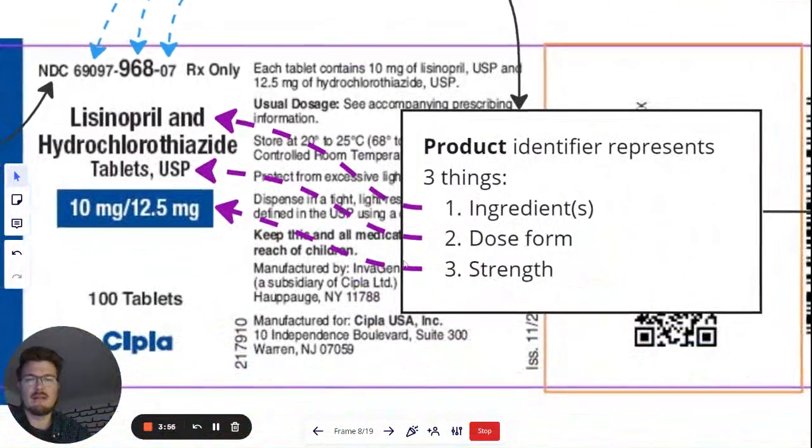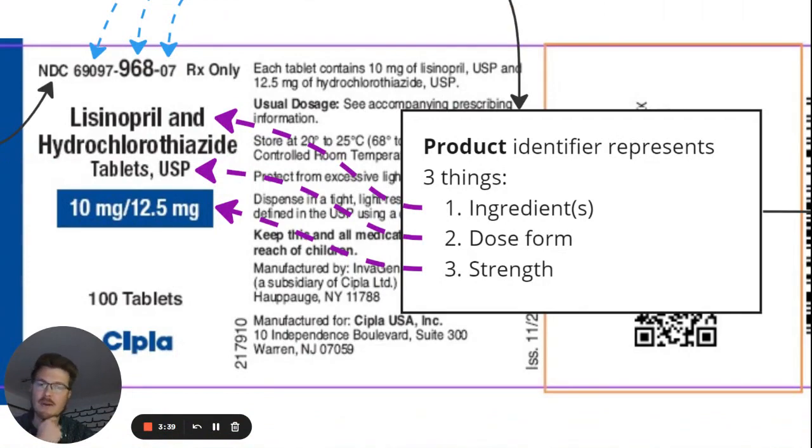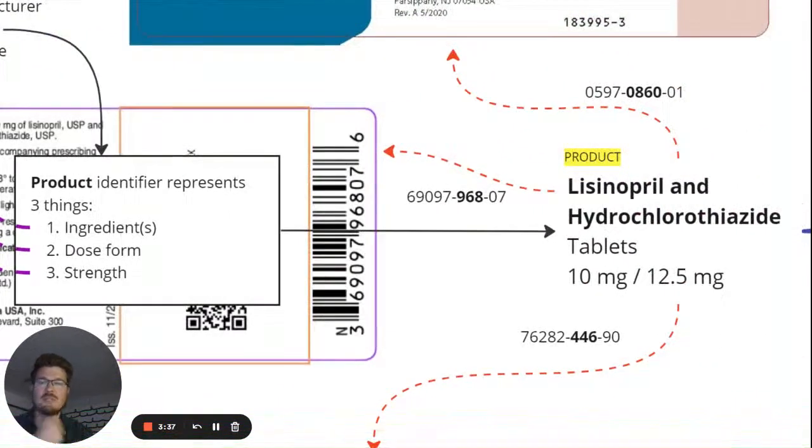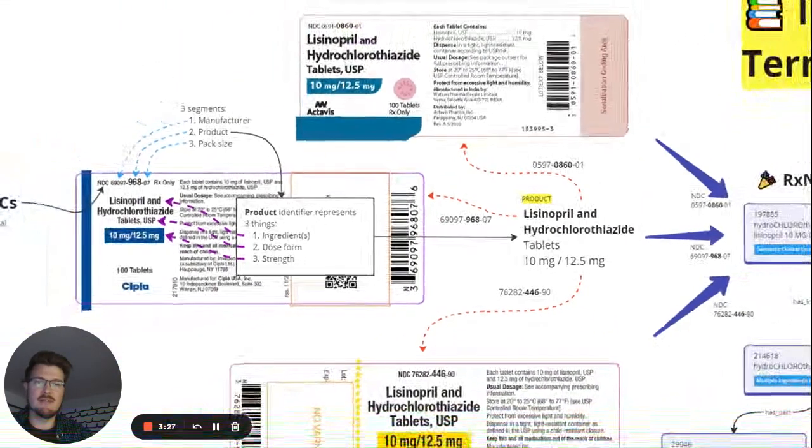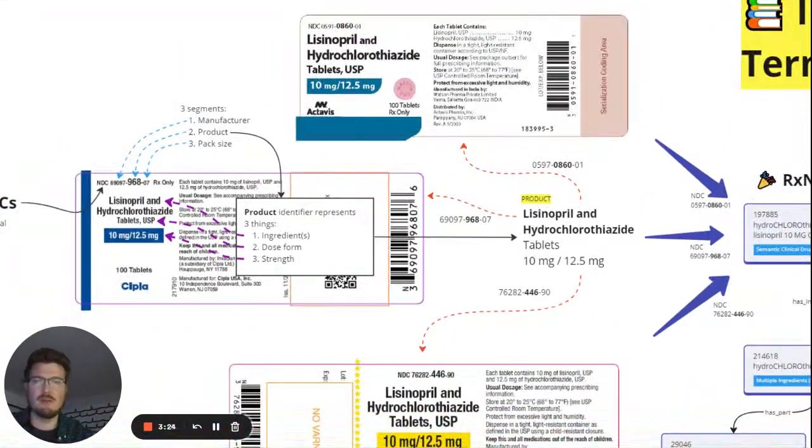So taking the product segment into consideration first, the product segment, the middle one, represents 3 things: ingredients, so in this case, lisinopril and hydrochlorothiazide, dose form, tablets, and then strength. So that would be 10 milligram over 12.5 milligram. Making this more general, we can see that this product, lisinopril hydrochlorothiazide tablets, 10 milligram, 12.5 milligram, represents more than just an NDC. It represents these 3 different products from 3 different manufacturers with different pack sizes in some situations.